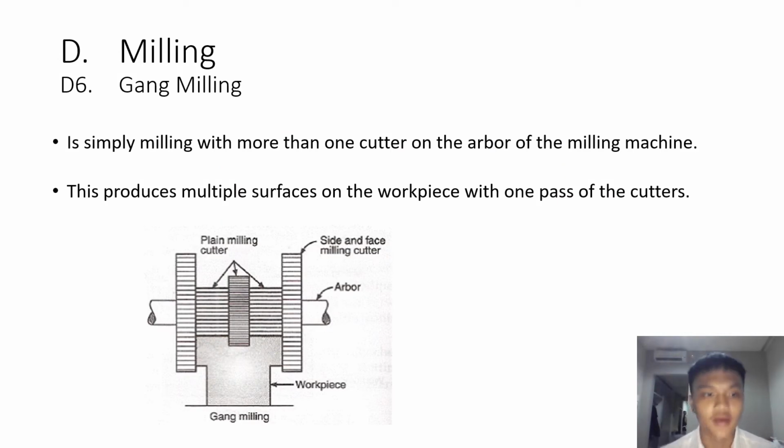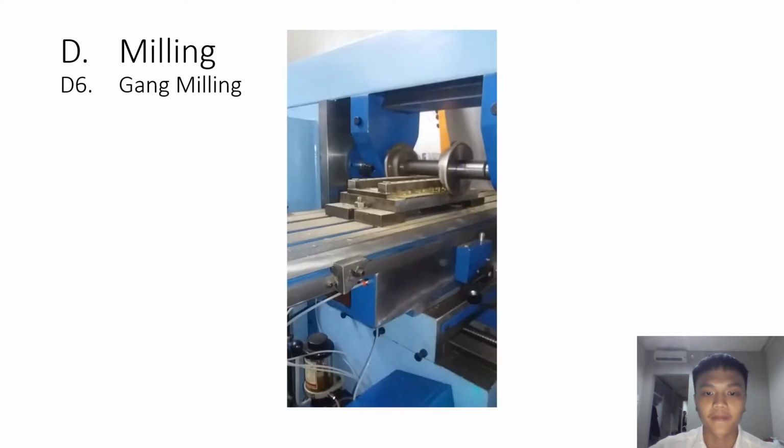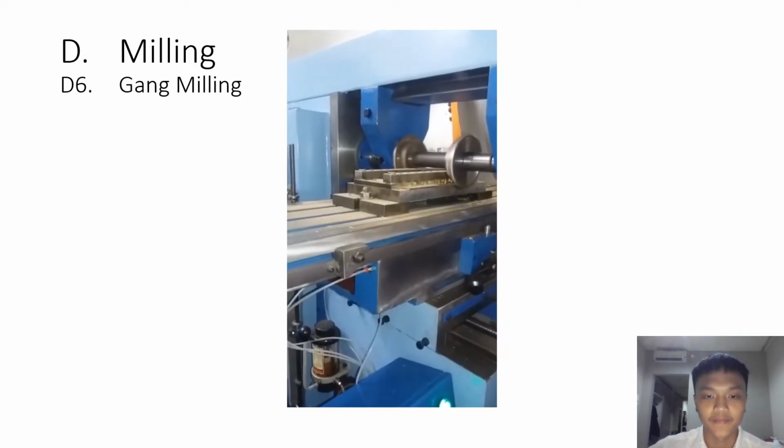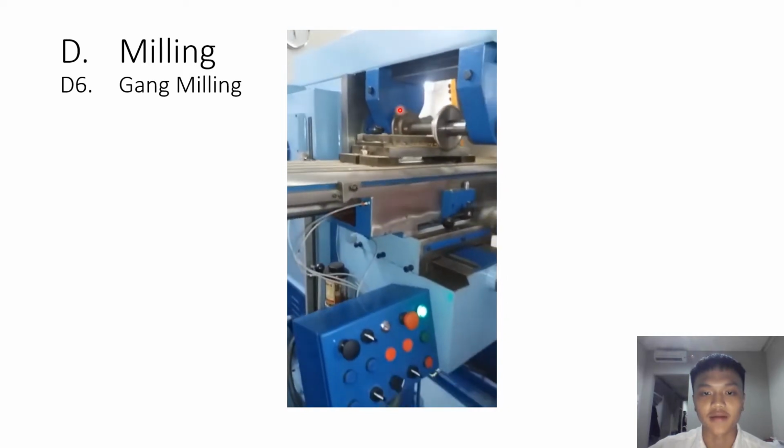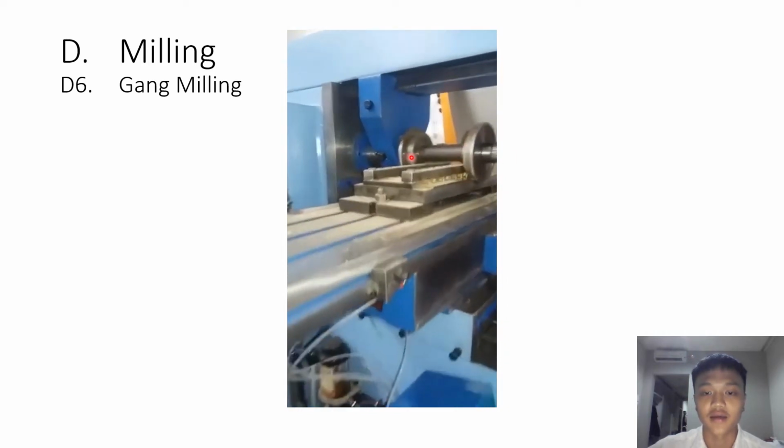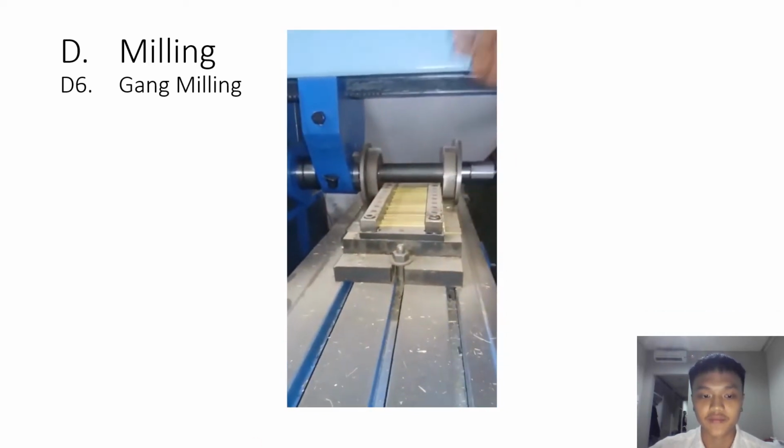Okay, gang milling. Gang milling operation is simply milling with more than one cutter on the arbor of the milling machine. This operation produces multiple surfaces on the workpiece with one pass of the cutters. As you can see, this is the illustration of this gang milling operation. This is the workpiece and this is the machine.